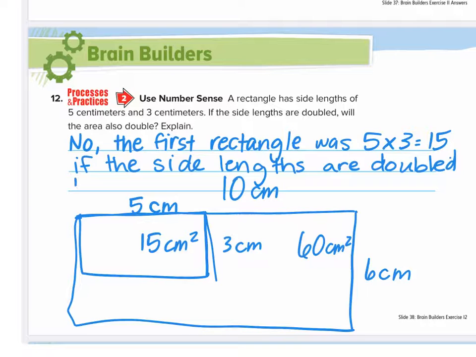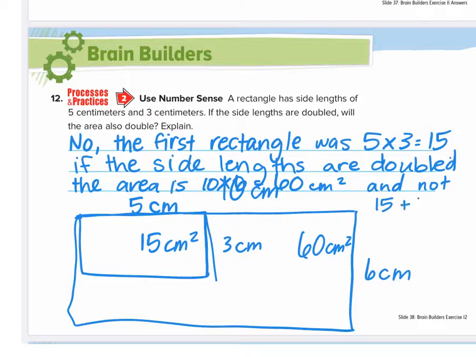the area is 10 times 6 equals 60 centimeters squared, and not 15 plus 15. If we only would have doubled the side length or the width and not the length, or the length and not the width, we would have doubled the area.